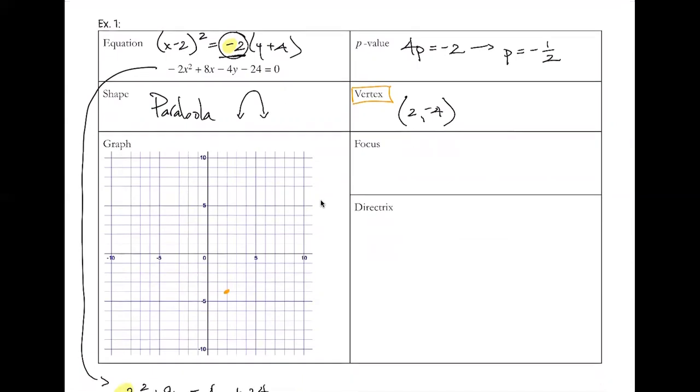Now, since I know that this parabola opens down, do I combine the negative 1/2 with the 2 or the negative 4? Combine it with your y value. So we'll get 2 comma negative 4 minus 1/2, or 2 comma negative 9/2. Professor, can you explain how do we know that the parabola is opening down? The negative 2. Okay, thank you. If p is negative, it's going to be opening down or to the left.